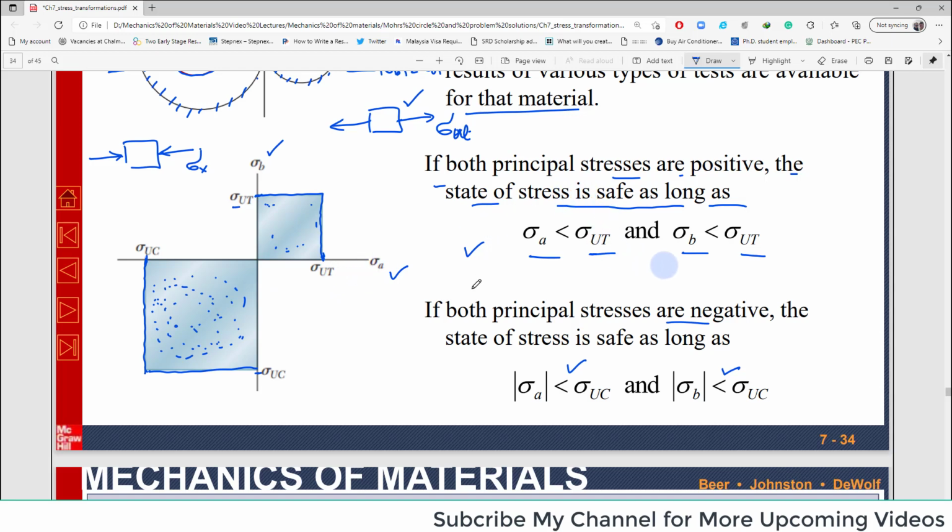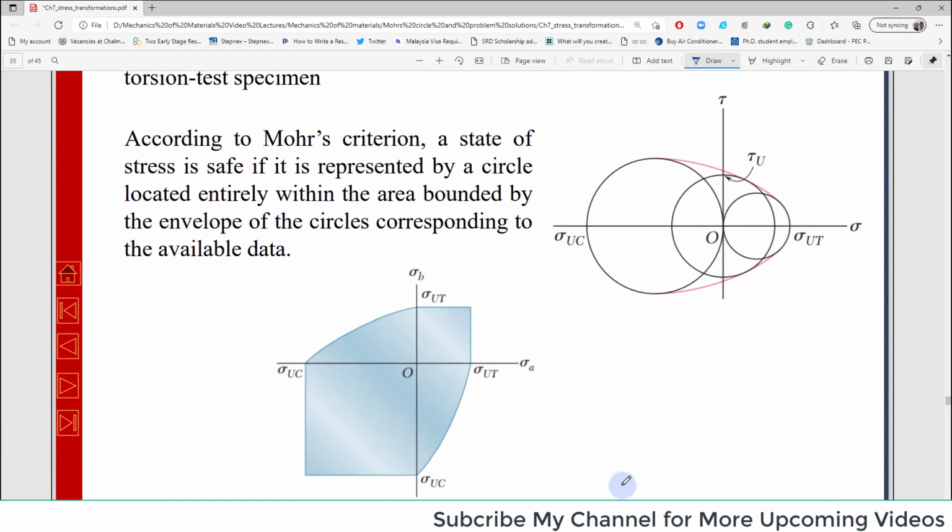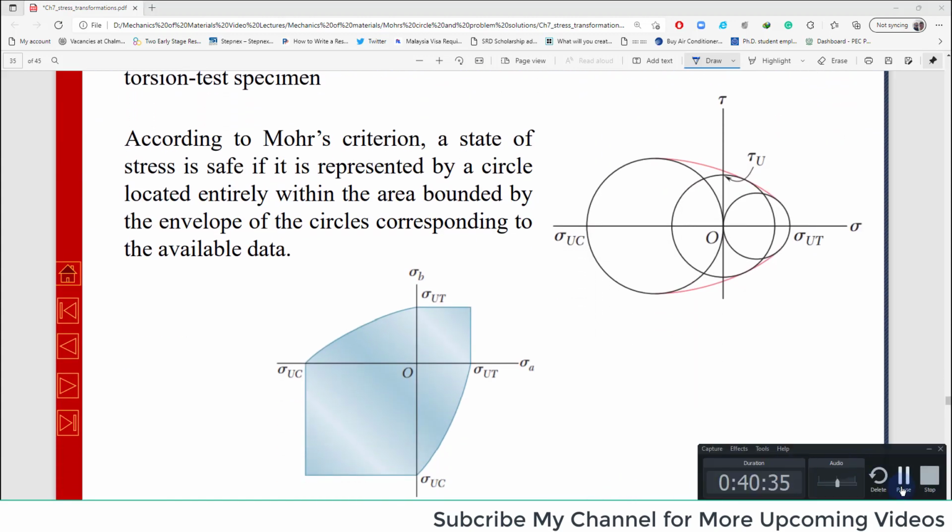Now, if we move further, the criteria, let me take a break due to Azan.